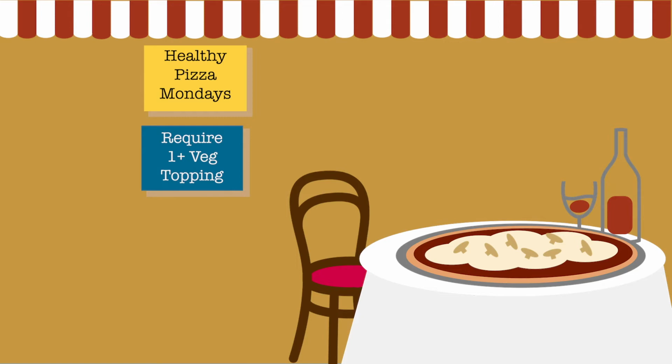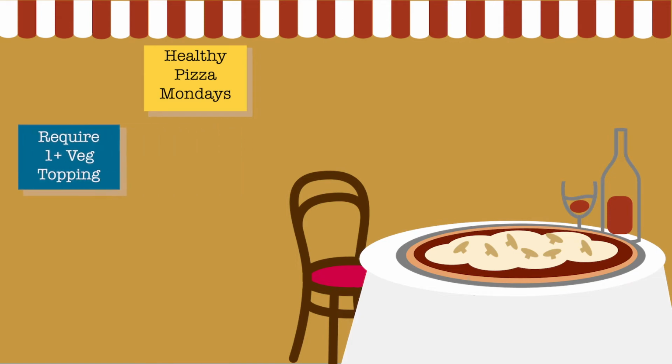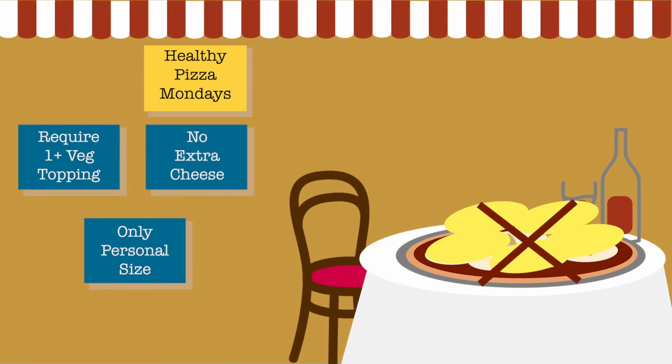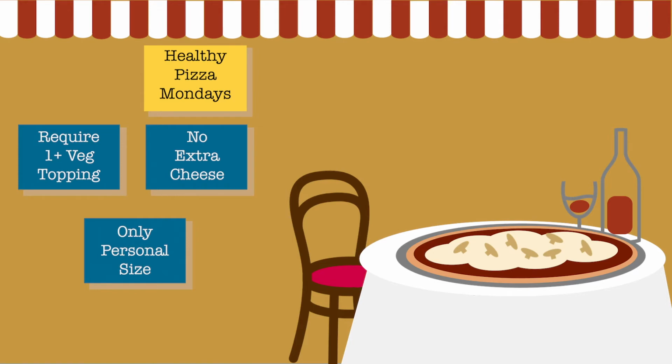Now the head waiter suggests that they should only serve personal-size pizzas on Mondays to prevent customers from eating an entire medium or large pizza by themselves. That rule goes on another blue card. And the product owner suggests that they limit the amount of cheese a customer can add. Another blue card. Great. Now they have 3 rules that flesh out their Healthy Pizza Monday story.